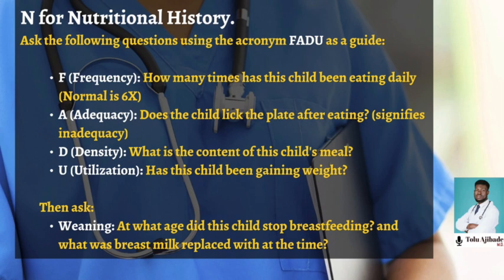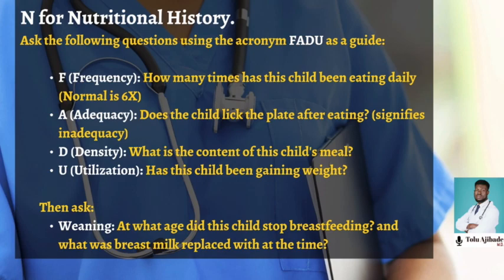And then for utilization, you ask, has this child been gaining weight recently? Do you feel this child has been gaining weight? Okay. And then you could ask the question about weaning. That's, at what age did the child stop breastfeeding? And what was breast milk replaced with at that time, okay? So that's all for nutritional history, FADU. Let's go to the last part of pediatrics history, which is D for developmental history, okay?